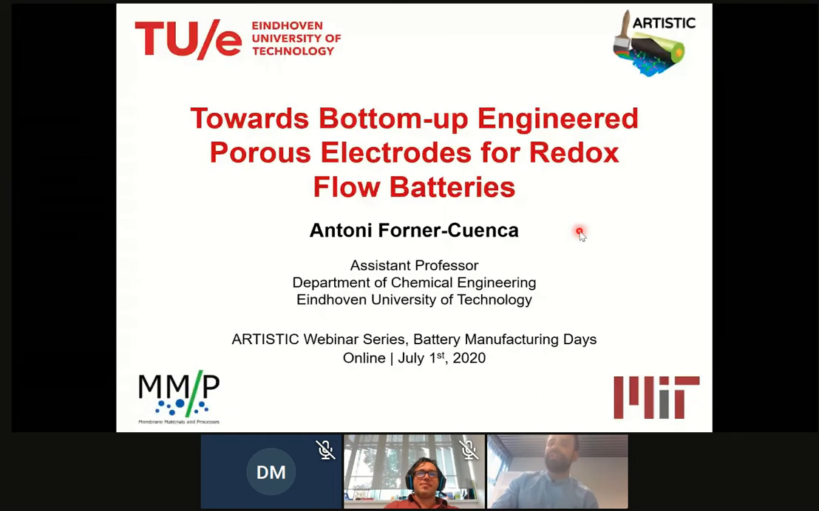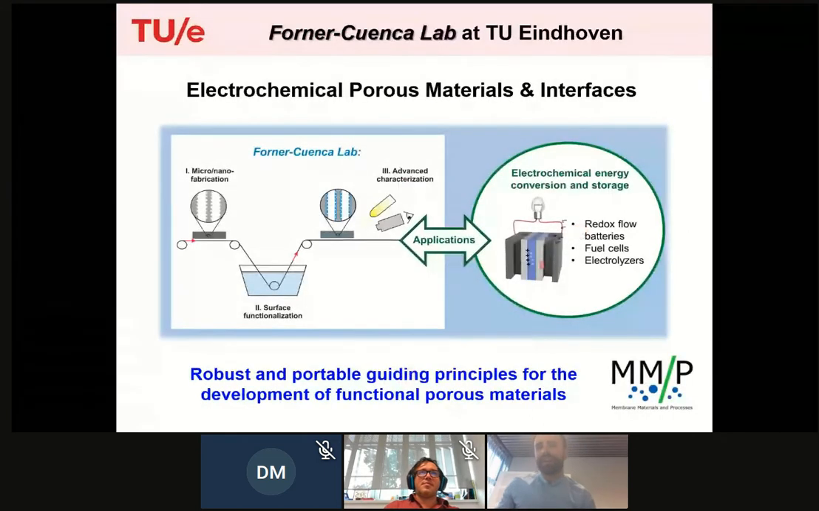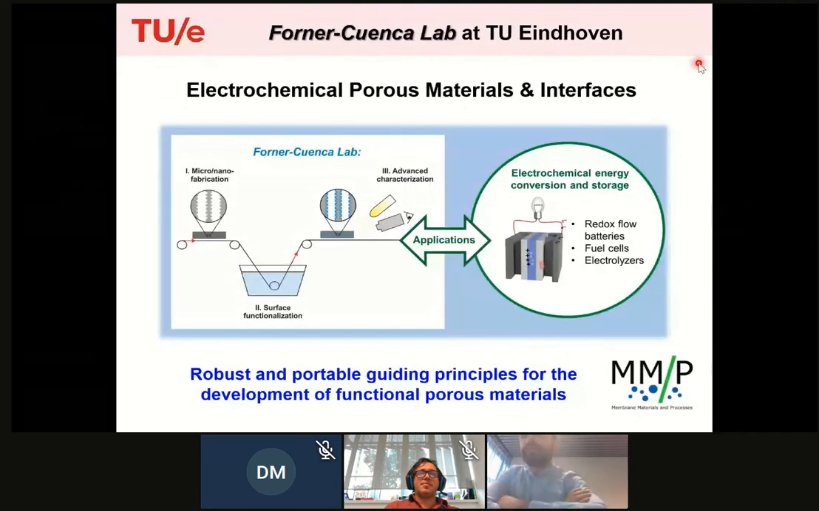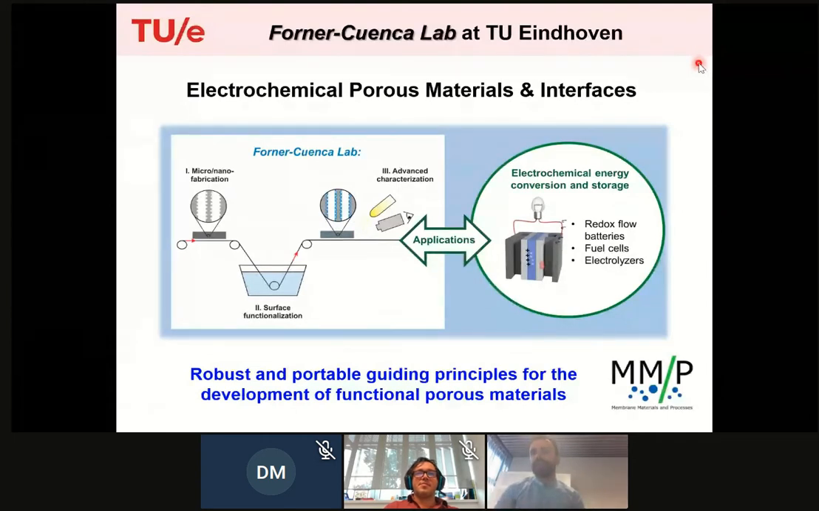But before I start, I wanted to briefly introduce our group. We are a new group in Eindhoven, the Technical University, established about a year ago. And we are interested in different problems in material science that are related to energy applications. And in particular, we are looking at electrochemical flow reactors. So things such as flow batteries, fuel cells, electrolyzers, and the like. And we try to use 3 tools or approaches to tackle these problems.